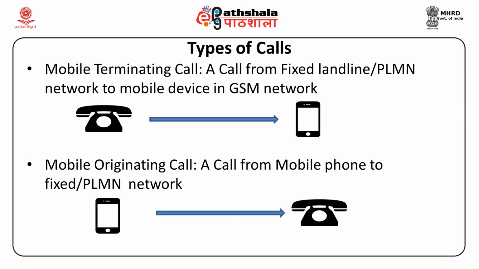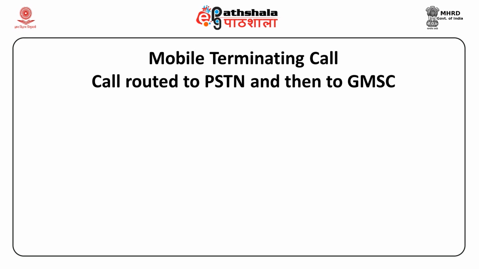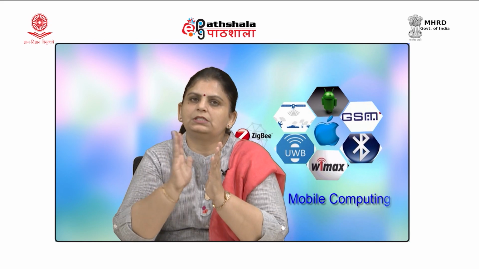Just have a recap. The types of calls which take place in the GSM network are the mobile terminating call, a call from a fixed landline or PLMN network to the mobile device in the GSM network, or a mobile originating call, a call from a mobile phone to a fixed PLMN network. Now, let us see what happens during a mobile terminating call. We will see an example when a call is made from the PSTN network, that is a fixed landline phone, to the mobile phone which is in a GSM network.